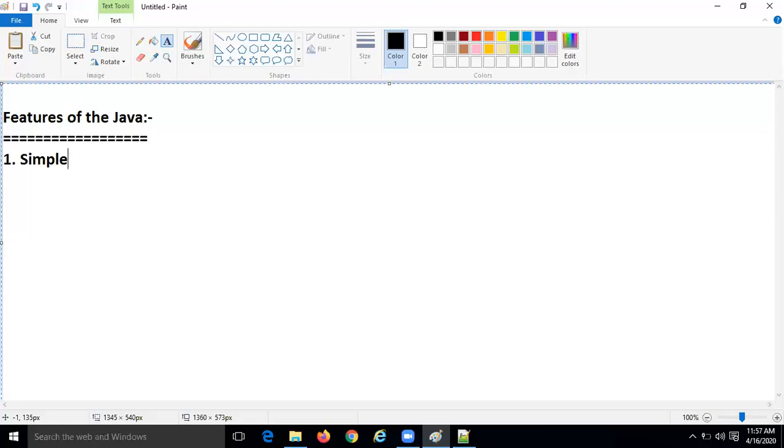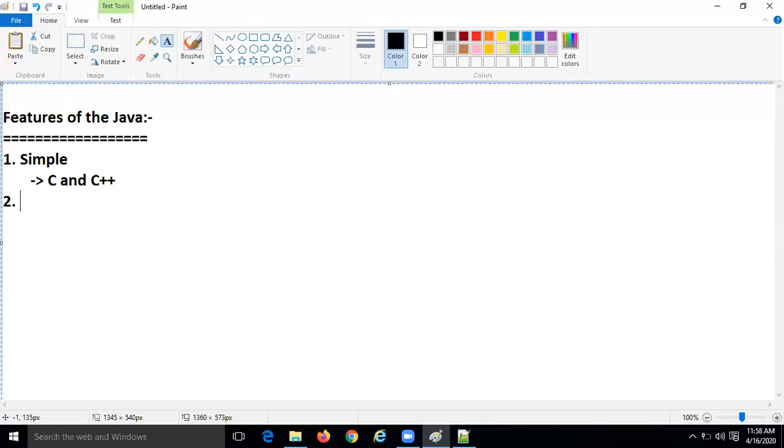When is it simple? Can you tell me? Whenever you know C and C++, then only it is simple. Otherwise, it is complicated. Java is a simple programming language, but prior to learning Java, you should be aware of C and C++. Then it is simple. Next one. Okay, I think you are following, right?